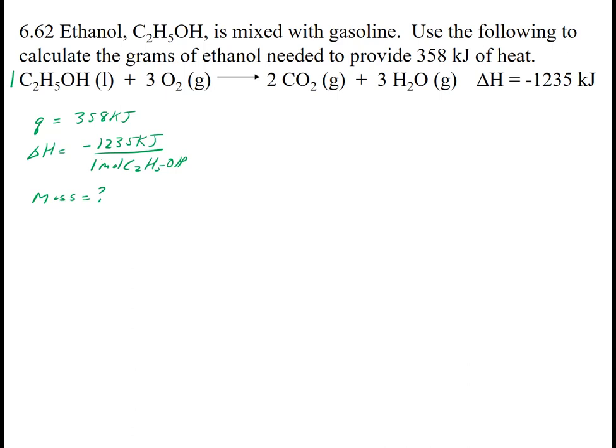Now, the negative sign just tells me that this is exothermic. It doesn't have anything to do with math, okay? So I can either make this a negative 358 or I can drop the negative altogether. I'm going to drop the negative altogether. So I have 358 kilojoules. So this is back to like the dimensional analysis. There's really not a formula that we're using. And I have 1235 kilojoules per 1 mole of C2H5OH. Okay, so when I'm using dimensional analysis, this unit goes on the bottom, this goes across whatever the horizontal line is.